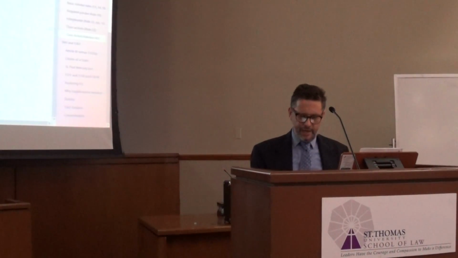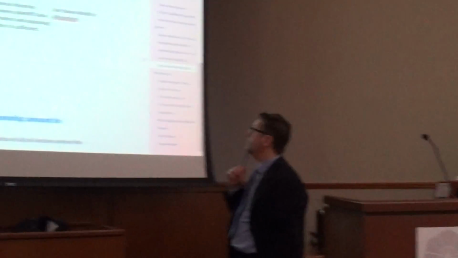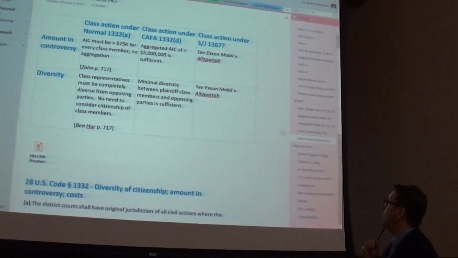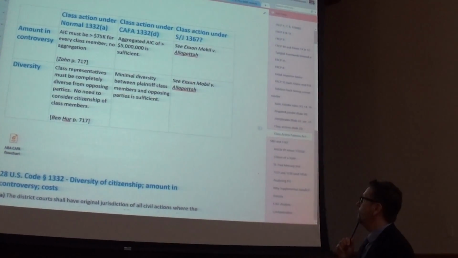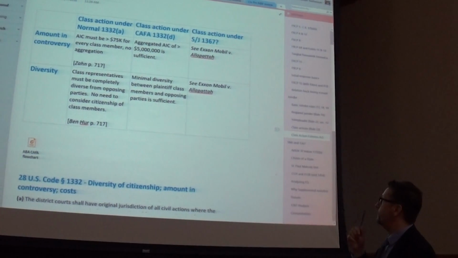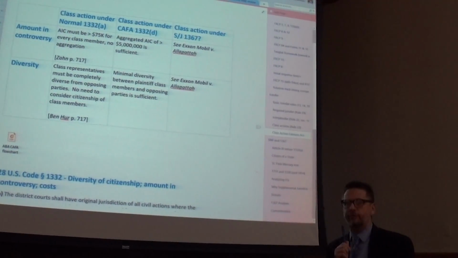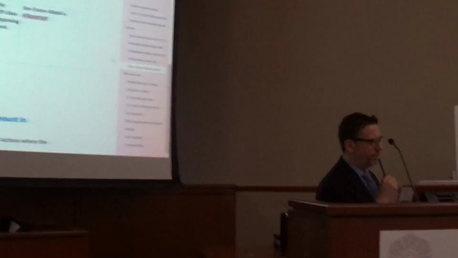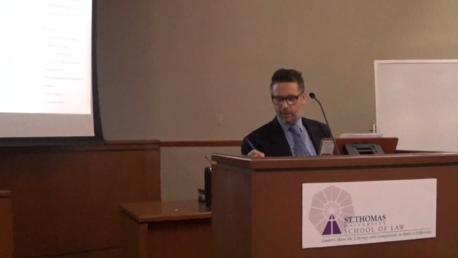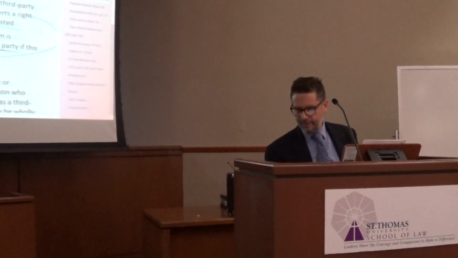Last thing I'll note is under CAFA, there's special jurisdictional rules under 1332(d) for class actions. You can have a class action involving minimal diversity between plaintiff class members and the opposing party, so long as you have an aggregated amount in controversy of over $5 million. There's a lot of additional qualifications to that I'm not going to get into right now, because again, we are on a limited time menu.